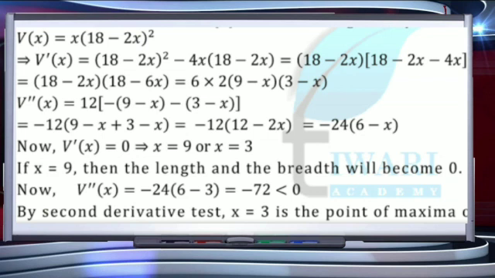So we know that when we put x equal to 3, the second order derivative should be negative to prove it to be the maximum. So hence we are going to substitute x as 3. So the answer will be minus 72. Hence, x equal to 3 is the point of maxima and the side of the square that is to be cut from each corner of the square piece.